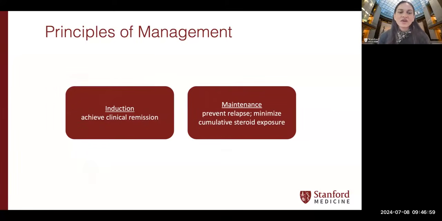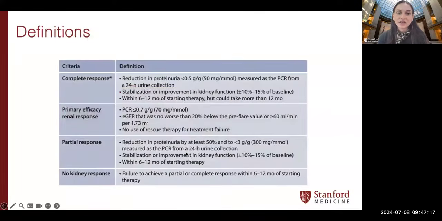When we talk about management in lupus nephritis, we have an induction phase, the first 6 months of treatment. And then after that, we have a maintenance phase that has increased. It used to be around 18 months. Now we'll treat patients for even 2 to 3 years with maintenance, again, to keep their disease quiescent and stable.